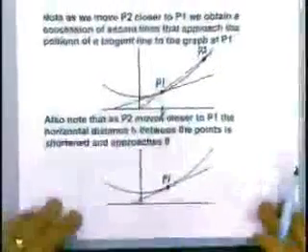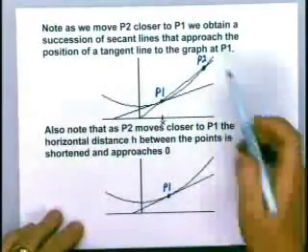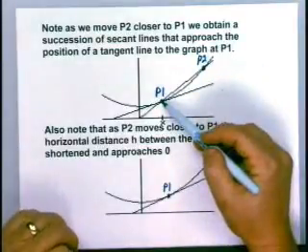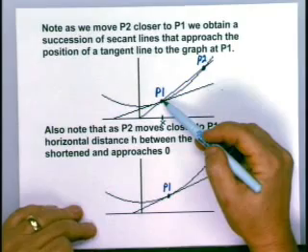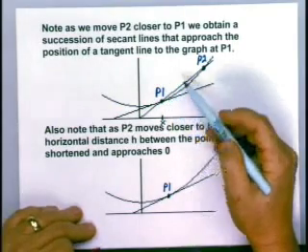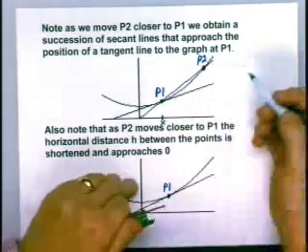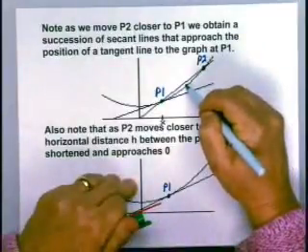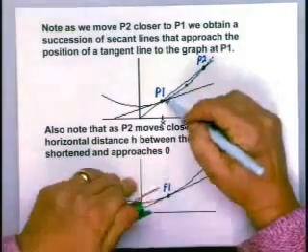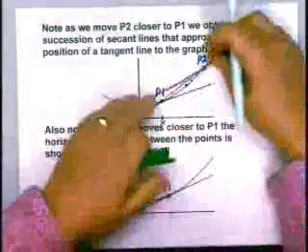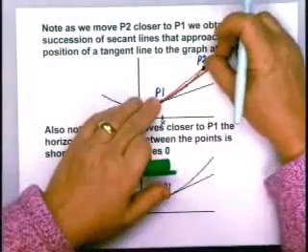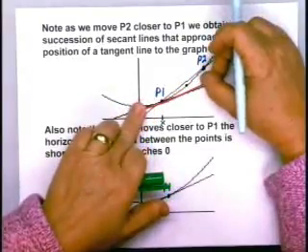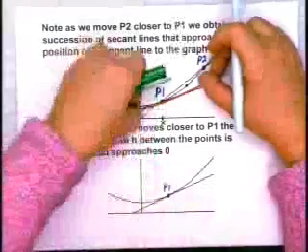Notice that if we allow P sub 2, the position of P sub 2, to move closer to the position of P sub 1, that we would obtain a succession of secant lines that approach the position of a tangent line. For example, let's suppose that along the curve I allow P sub 2 to move to this position, which is much closer to P sub 1. Then the original secant line would now look like this. And as I continue to do this, the secant would continue to approach this tangent position.